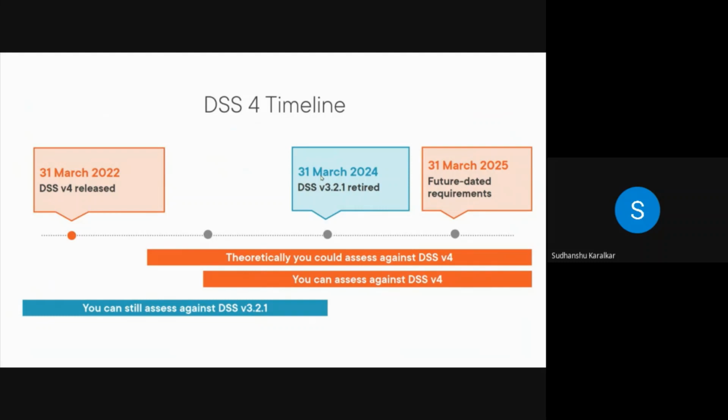So currently 3.2.1 is there and you can assess against 3.2.1. It's always advisable to implement the newer 4.0. And this will not be told by anybody but your client itself. The client will tell you, go ahead and implement 4.0, and you don't have any choice but to implement that.